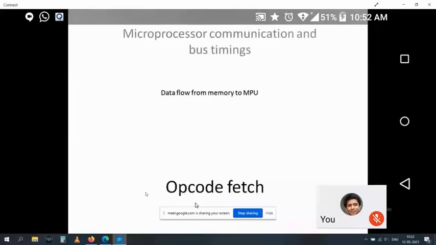Then what does the microprocessor do with all this? With all this, the microprocessor is communicating. So how is it communicating? There are timings, and there are different kinds of signals that go into the operations. Now we know all are 8 bits and 16 bits. All that is clear with us.